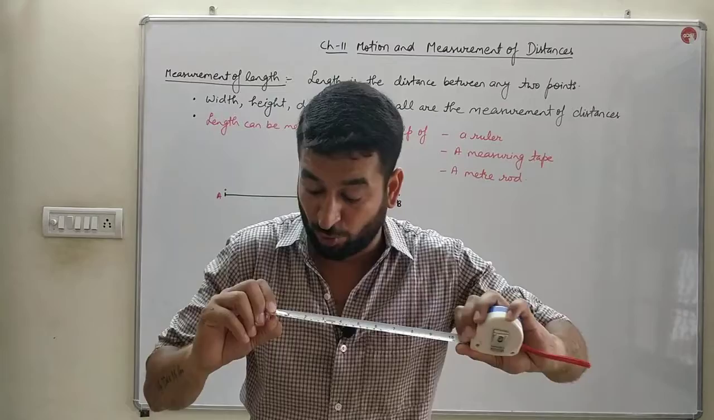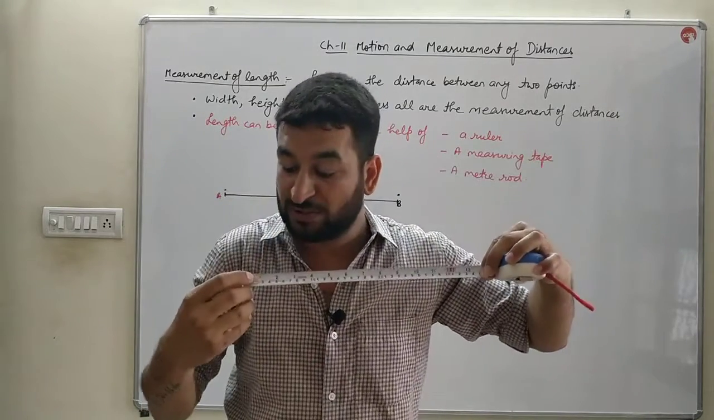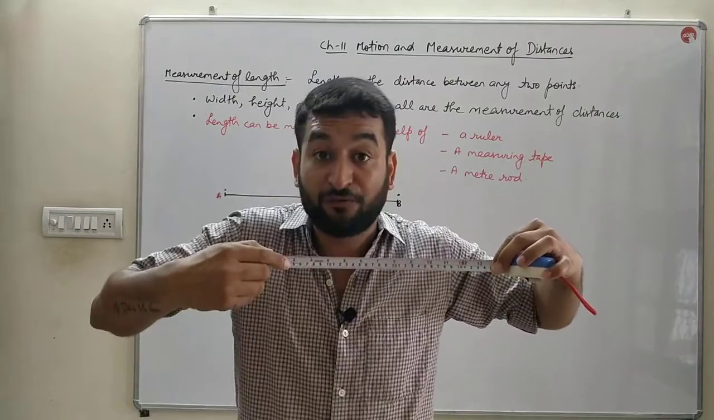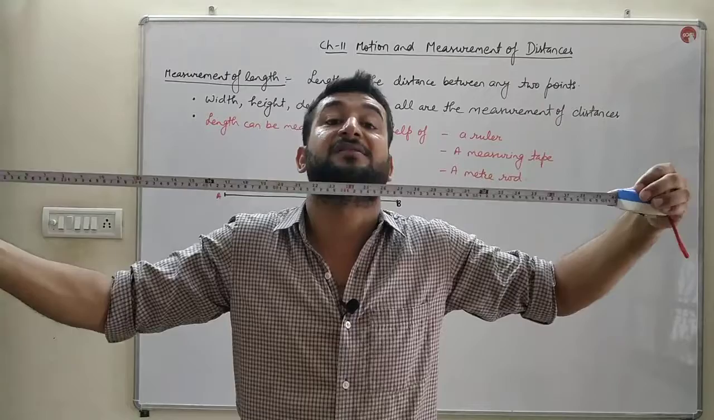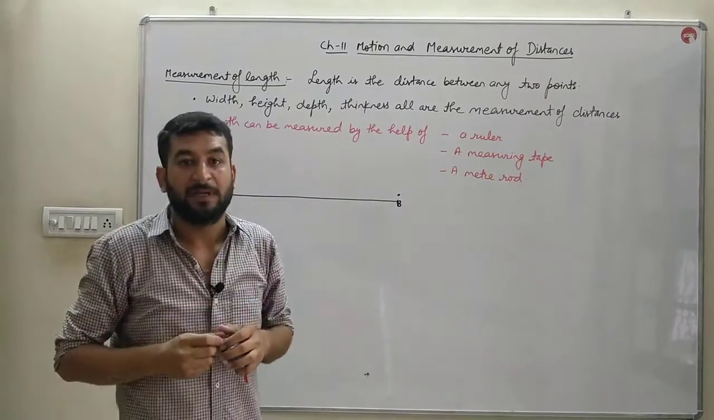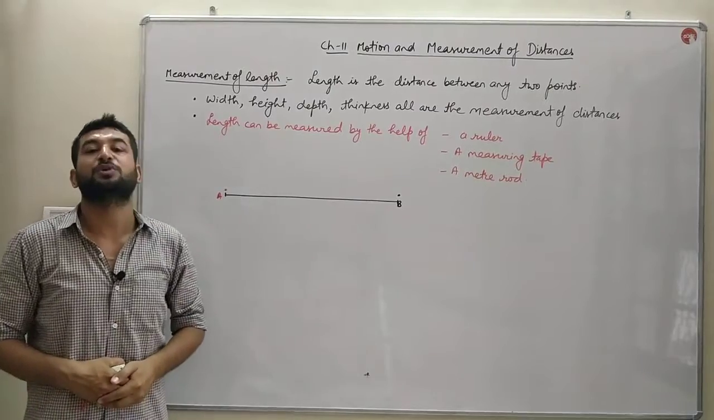These are the readings written over it, bache. Below this mark, there is 0, then it is 1, 2, 3, and 4, and so on, bache. It keeps on increasing. And this is the measuring tape, which is used to measure the length between the two points.